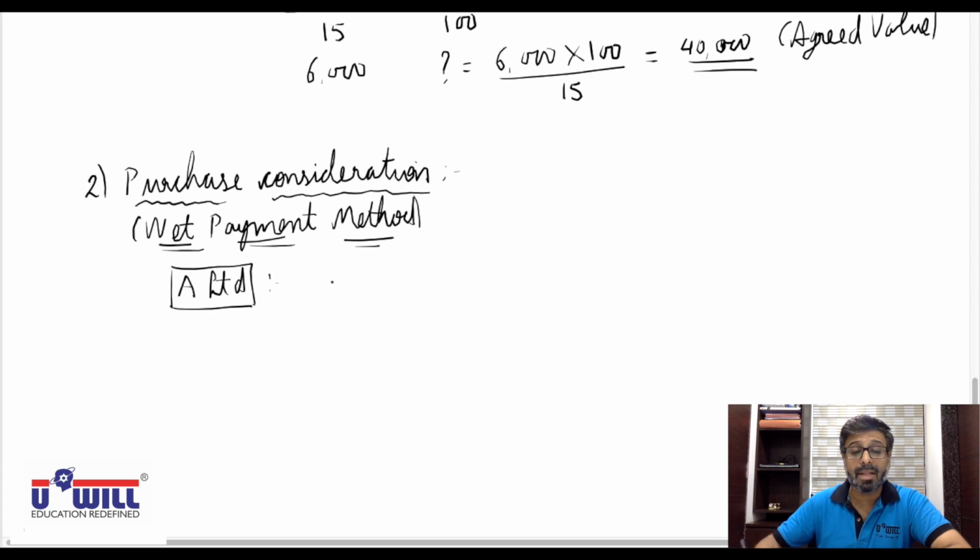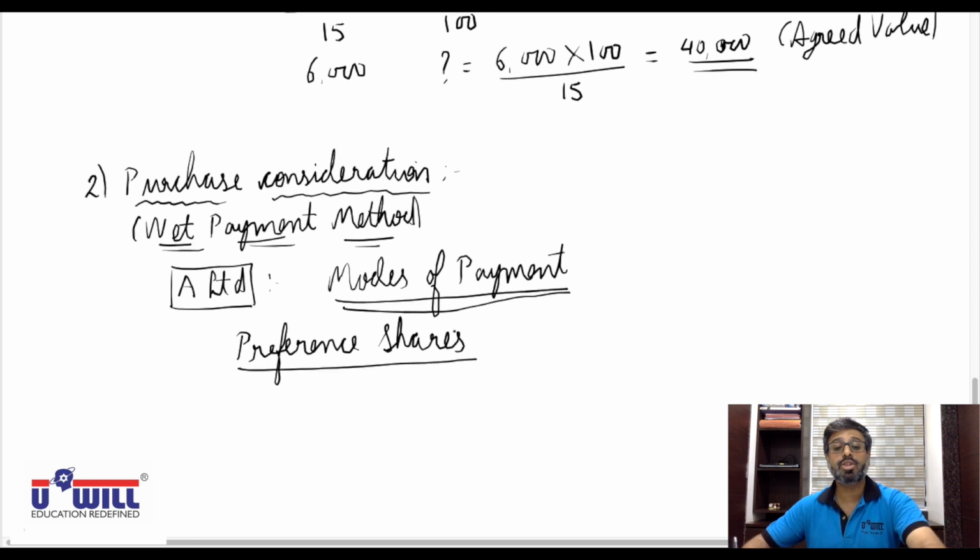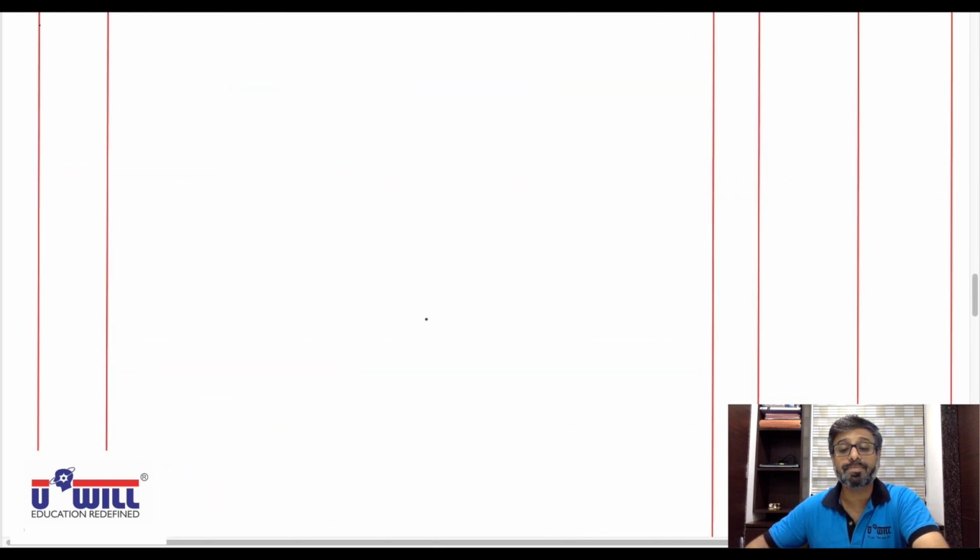Net payment method means we need modes of payment. So which are the two different modes of payment as we read in adjustment 2 and 3? As per adjustment 2, one mode of payment is preference shares, and the second mode of payment as per adjustment 3 is equity shares. First, let us find the value of preference shares. There are two modes of payment. First mode of payment is preference shares. Let's go back to adjustment 2 for this.